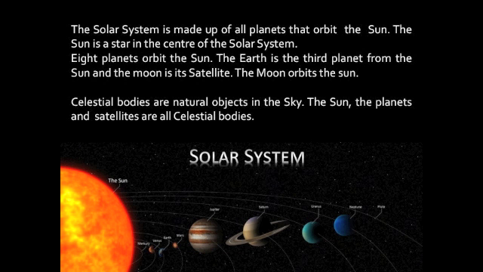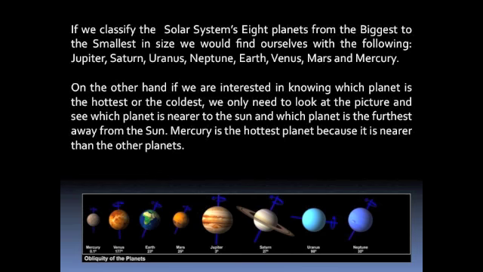Celestial bodies are natural objects in the sky. The Sun, the planets, and satellites are all celestial bodies. If we classify the solar system's 8 planets from the biggest to the smallest in size, we would find ourselves with the following: Jupiter, Saturn, Uranus, Neptune, Earth, Venus, Mars, and Mercury.